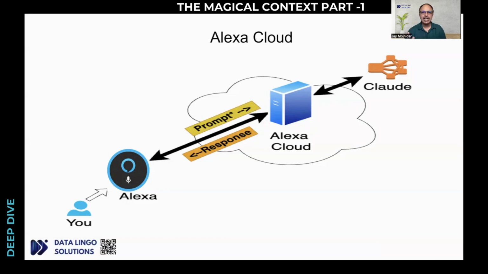Amazon recently announced that they are partnering with Anthropic to use their Claude LLM in conjunction with Alexa. Here you are speaking to your Alexa device. Alexa converts your voice command to a prompt and sends it to Alexa Cloud. Alexa Cloud will in return send the prompt to the Claude LLM server. And when the response is received, it gives it back to the Alexa device.